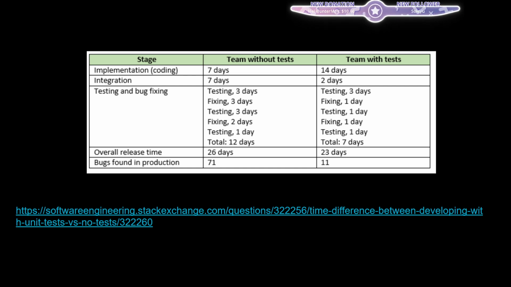Testing manually takes the same amount of time, so it doesn't matter. However, fixing, since you have it covered with tests, is very fast. So test, fix, and so on. Again, team without tests, 7 days, 12 days; team with tests, 7 days, faster. And overall release time for a given feature, team without tests took 26 days, and team with tests took 23 days. Less bugs in production, team with tests.